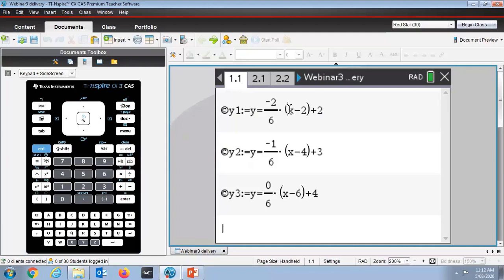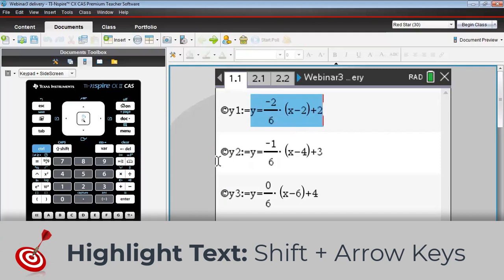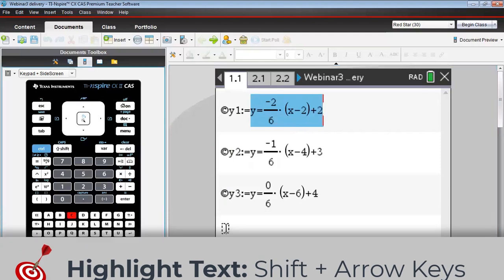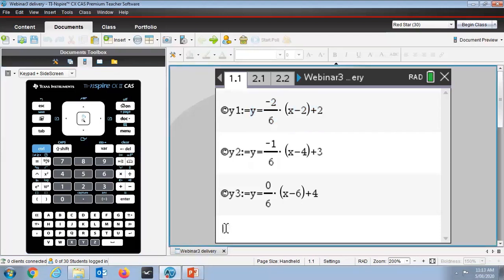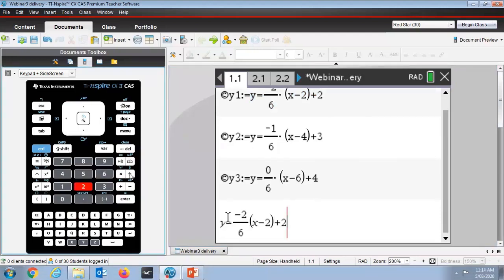I'm going to type in this part of the equation, and I'm going to type in this part of the equation as well. Now, if I go back up to that comment, I can actually highlight, and now I'm going to copy that and go down here and paste it. And that's Control V.